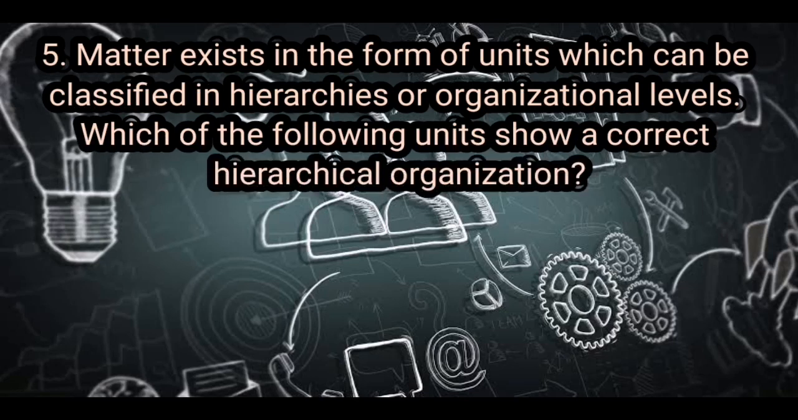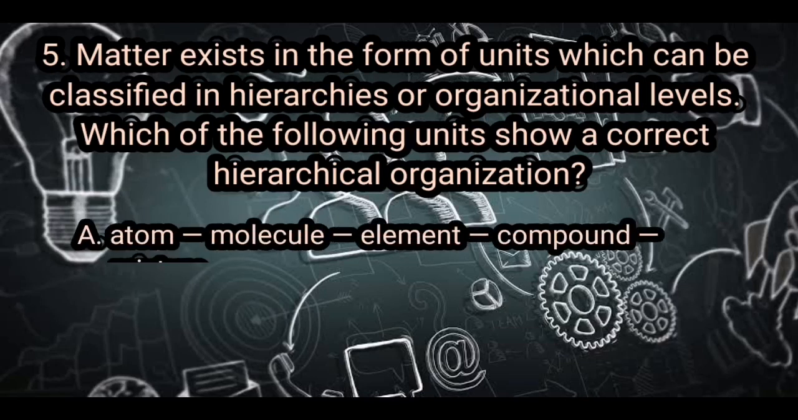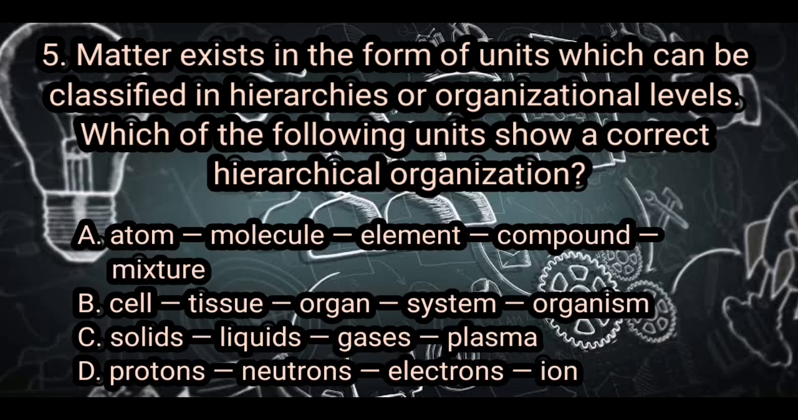5. Matter exists in the form of units which can be classified in hierarchies, or organizational levels. Which of the following units show a correct hierarchical organization? A. Atom, molecule, element, compound, mixture. B. Cell, tissue, organ, system, organism. C. Solids, liquids, gases, plasma. D. Protons, neutrons, electrons, ion. Correct answer. Letter B.